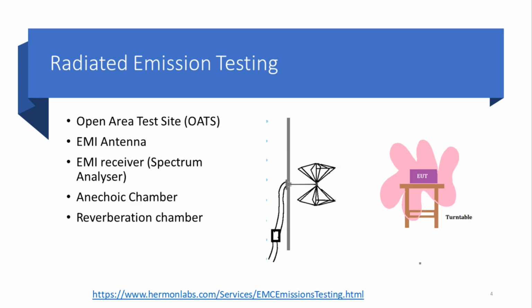So in radiated emission testing, as we have seen in the previous slide, the main topics to be covered are the open area test site, EMI antenna, EMI receiver, the spectrum analyzer, which is an equipment to pick up the electromagnetic interference, the anechoic chamber, and the reverberation chamber.